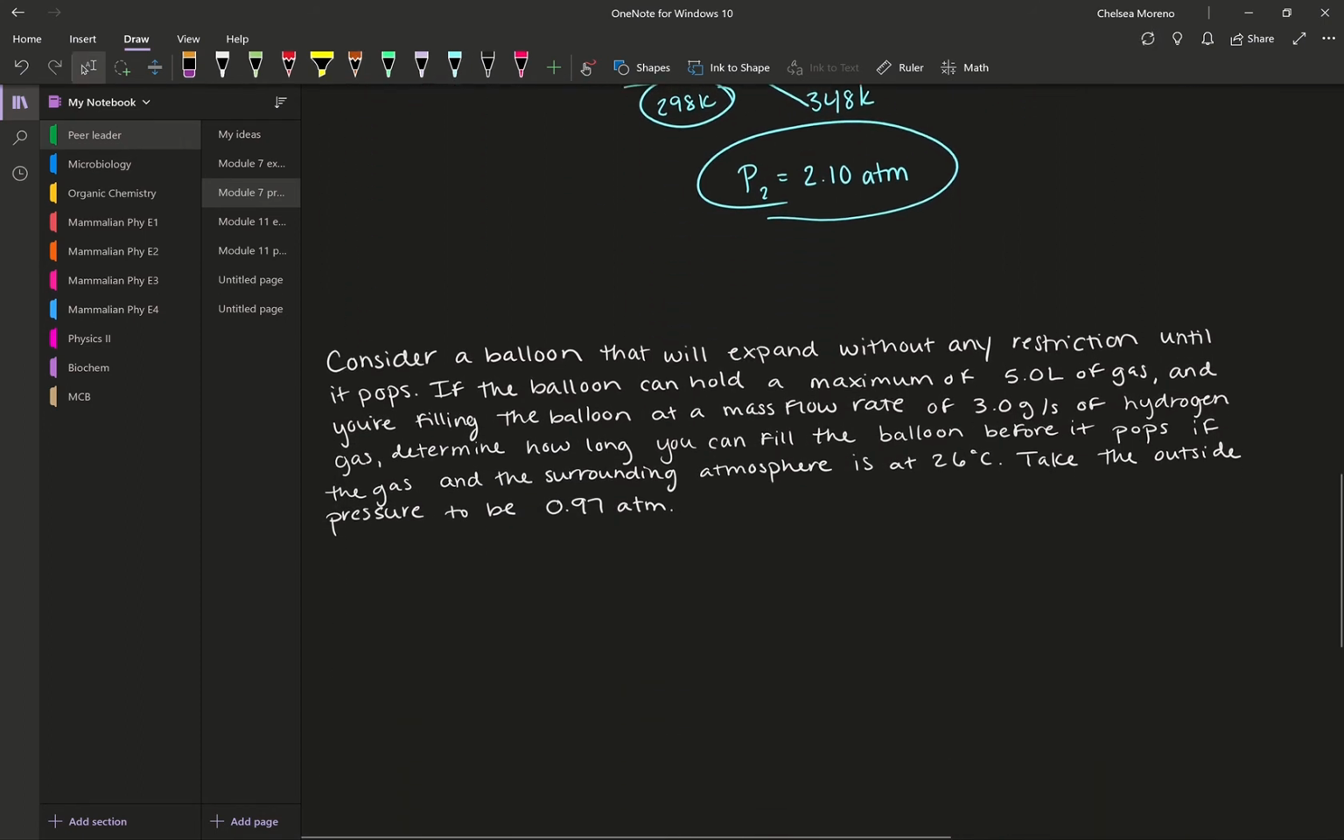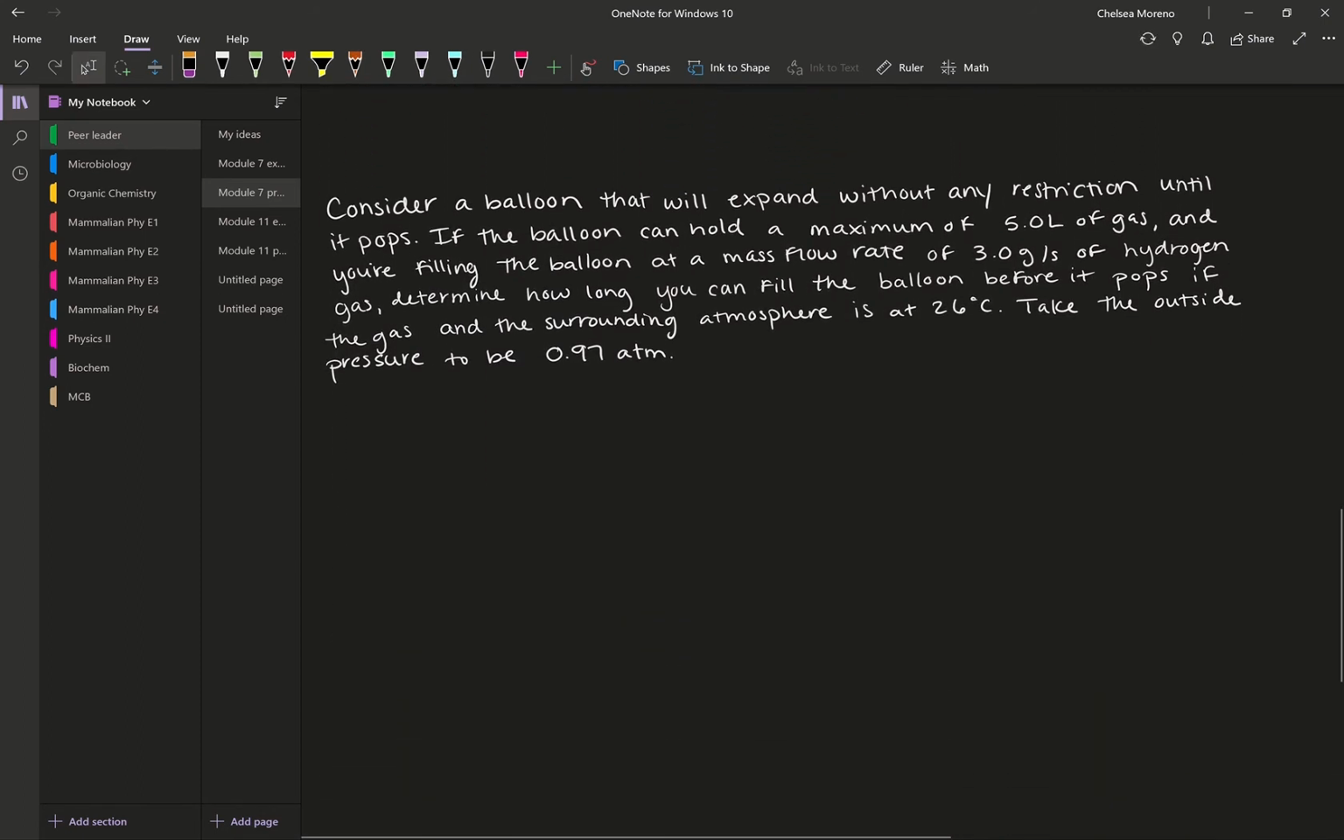So our last question, this one's also from your module. I just thought it was really tricky, so I kind of want to go over it with everybody. So okay, consider a balloon that will expand without any restriction until it pops. If the balloon can hold a maximum of 5 liters of gas and you're filling the balloon at a mass flow rate of 3.0 grams per second of hydrogen gas, determine how long you can fill the balloon before it pops if the gas and the surrounding atmosphere is at 26 degrees Celsius. Take the outside pressure to be 0.97 atmospheres.